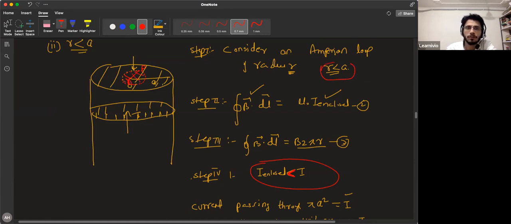Now check, Nabil. Just 1 second. So this is your loop. Can this loop enclose the entire conductor? No, sir. So can the current passing through this loop be equal to I? Because current I is passing through the entire conductor. So the current passing through this will be I, or will it be less than I? Less than I, sir. I is passing through the whole thing. So this is less than I.